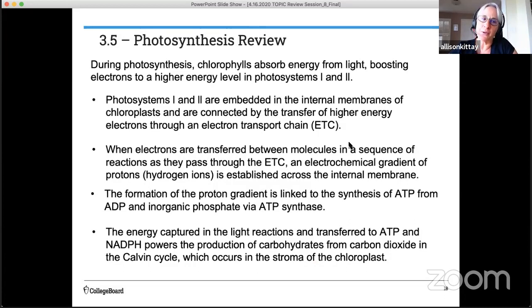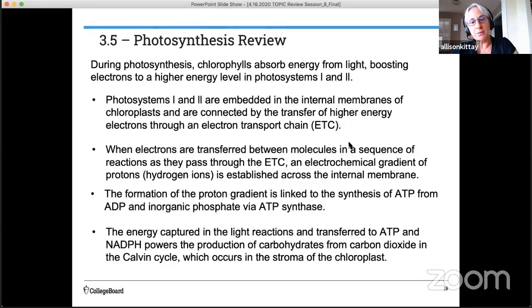Okay, so just a review. During photosynthesis, chlorophylls absorb energy from light, boost electrons to a higher energy level in both photosystems 1 and 2. Photosystems 1 and 2 are embedded in the internal membranes of chloroplast and are connected by the transfer of higher energy electrons through the electron transport chain. When electrons are transferred between molecules in a sequence of reactions as they pass through the ETC, an electrochemical gradient of protons, or those hydrogen ions, is established across that internal membrane.